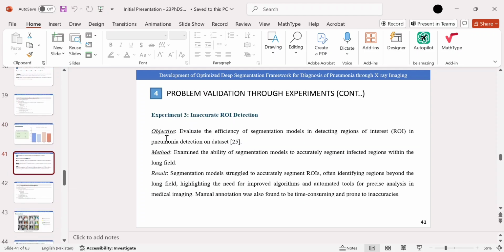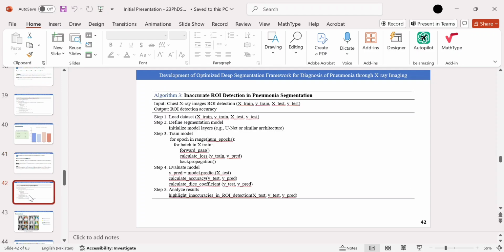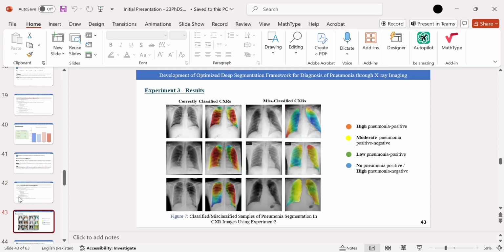Problem validation through experiments is again the experiment number 3, inaccurate region of interest detection. This is generated from experiment number 2, that shows how precisely that model detects the pneumonia region. So this is the algorithm for that, and these are the results, and this shows some classified and misclassified samples, and these are 4 categories.